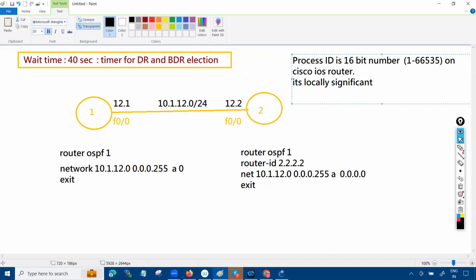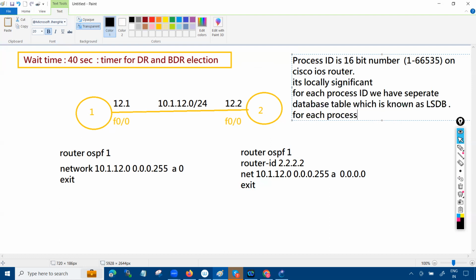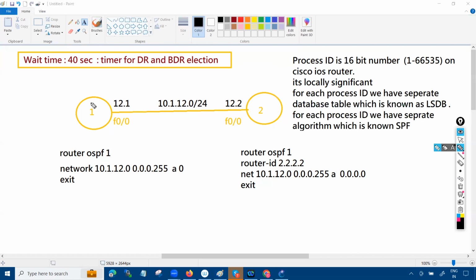And for each process ID, we have a separate database table, which is known as the LSDB table, link state database table, right? For each process ID, we have a separate algorithm, which is known as the SPF algorithm. So understand the concept, guys. You may say, okay, it's locally significant, I can configure a different process ID. Of course, you can configure it, but what problem will happen?